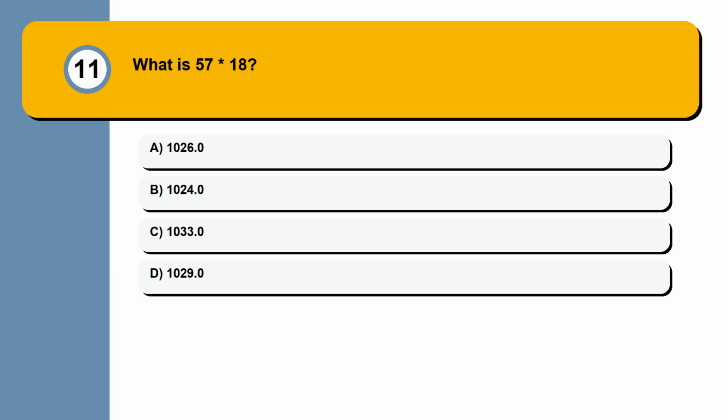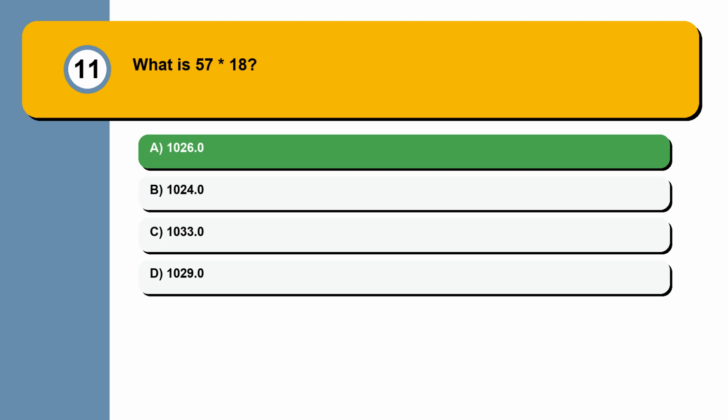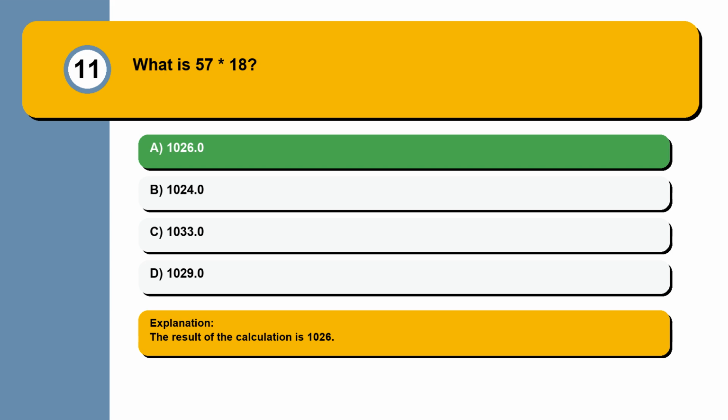Question 11. What is 57 times 18? Options: 1026, 1024, 1033, 1029. The result of the calculation is 1026.